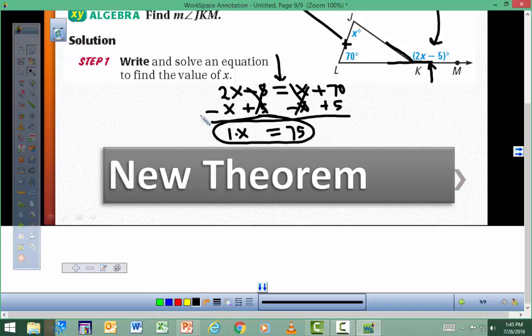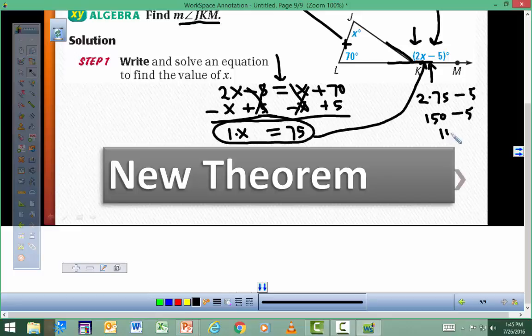We did find the value of x, but that's not what we're after. We're after the angle JKM. JKM is this angle right here. So we need to figure out that angle. So we're going to plug that in for x right here. 2 times 75 and then subtract 5. Well, I think that's 150. Subtract 5, we get 145 degrees. So that's going to be equal to the measure of angle JKM. Okay, so there's where we finish things up.